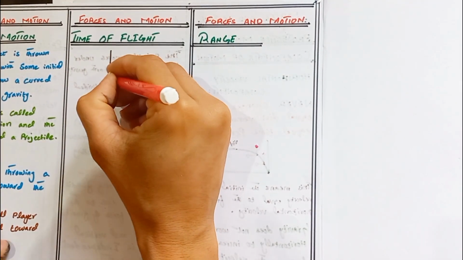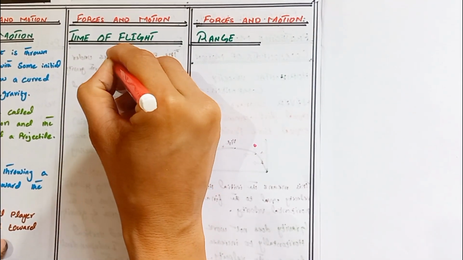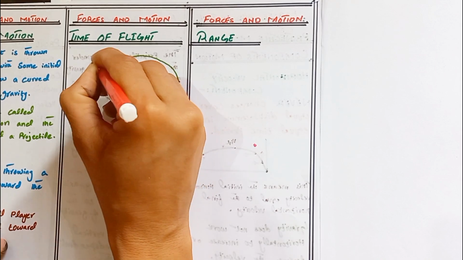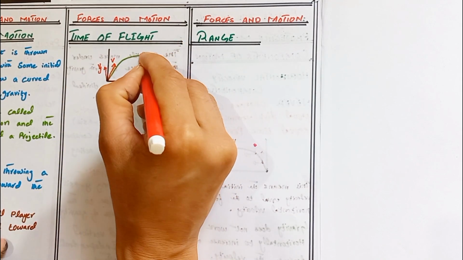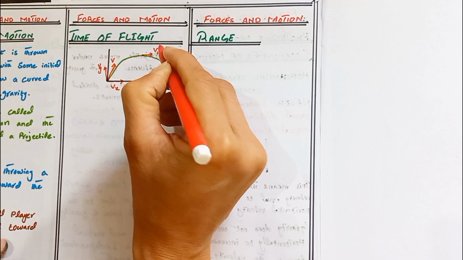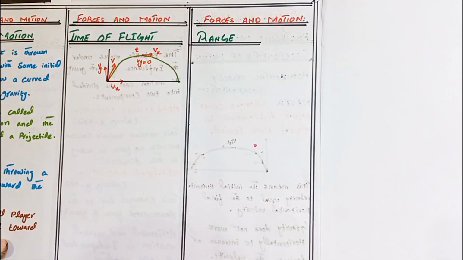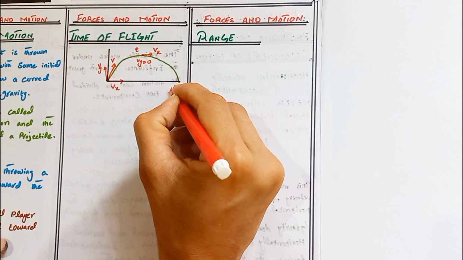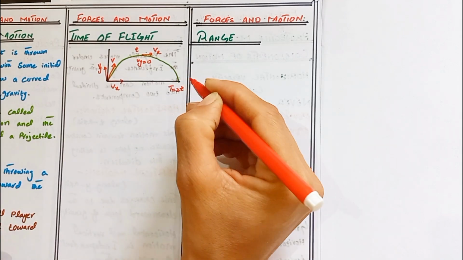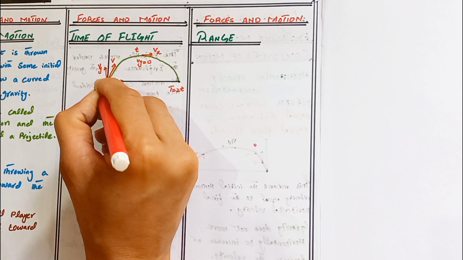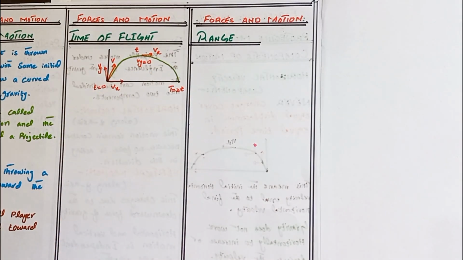As the projectile is thrown with some initial velocity, we divide it into two components, Vx and Vy. When it reaches the maximum height, it has only the horizontal component. It reaches maximum height at time t, and its vertical velocity component is 0. When it reaches the final position, its total time is equal to 2 times t. When the projectile is thrown from the initial position, its time is 0.